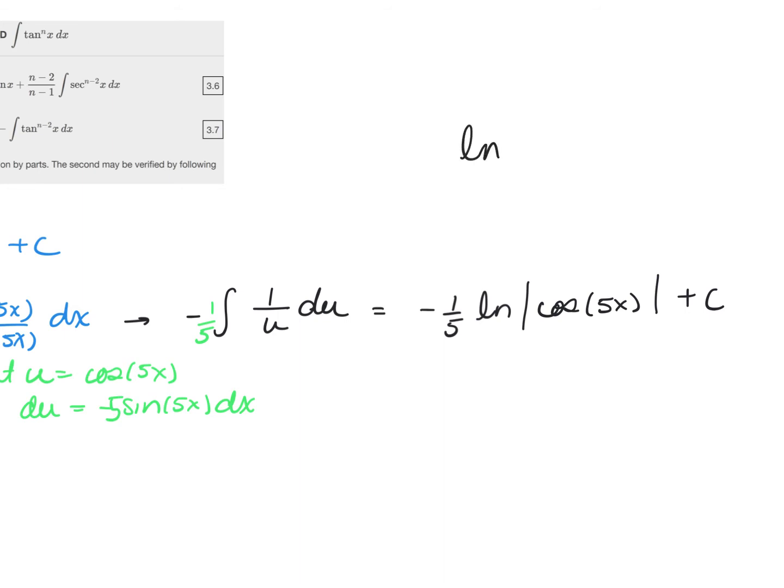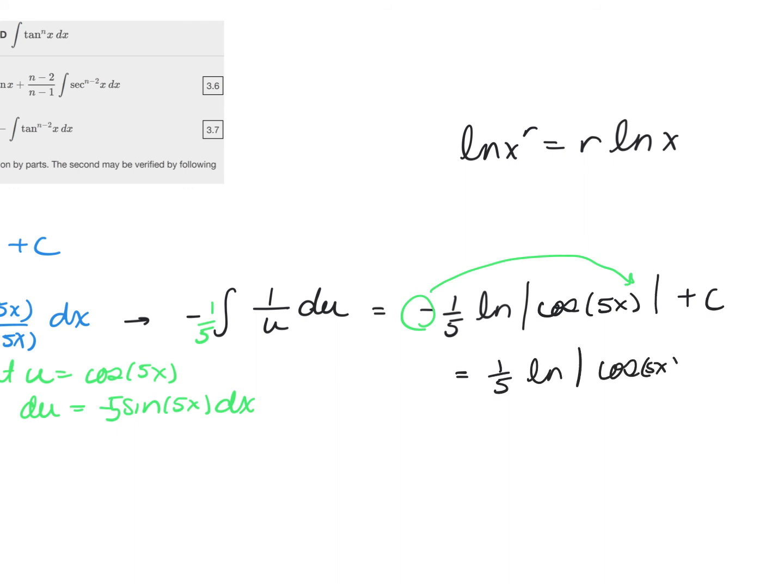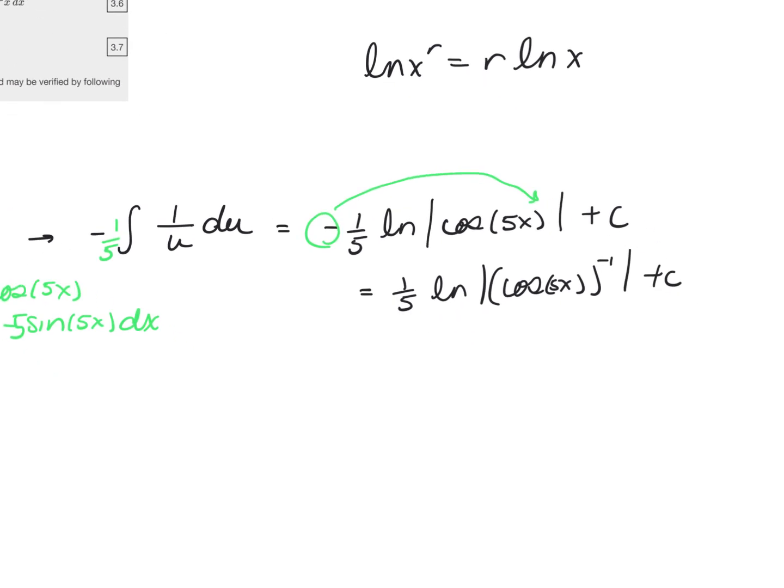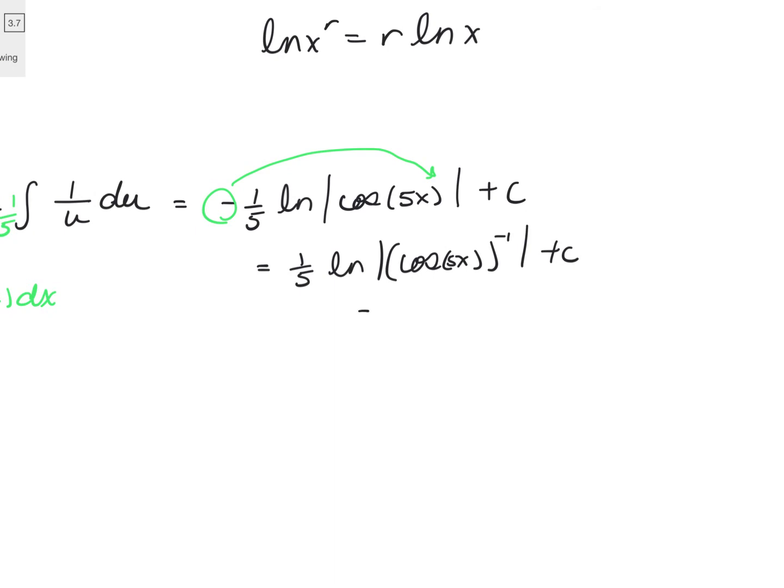We have the natural log of x raised to the r. We can bring that r exponent out front. So this negative can come in to the absolute value as an exponent. So then this is equal to 1/5, the natural log of the absolute value of the cosine of 5x raised to the negative 1, plus c. So this becomes 1 over the cosine of 5x, which is the same thing as the secant. So 1/5, the natural log of the absolute value of the secant of 5x plus c.